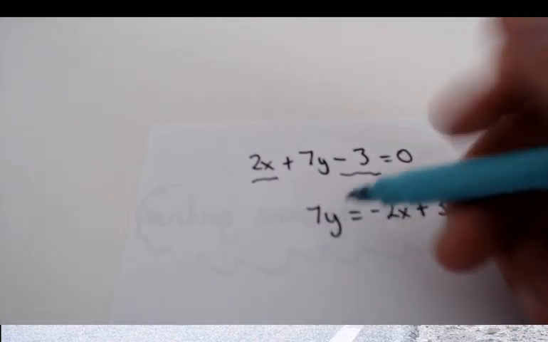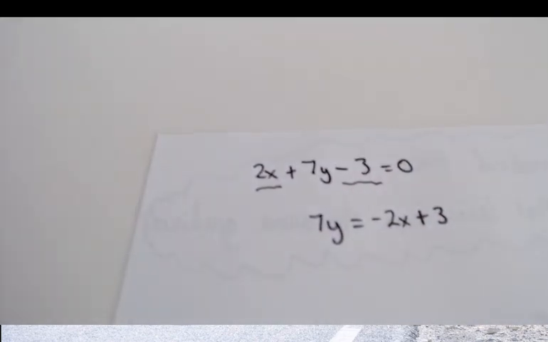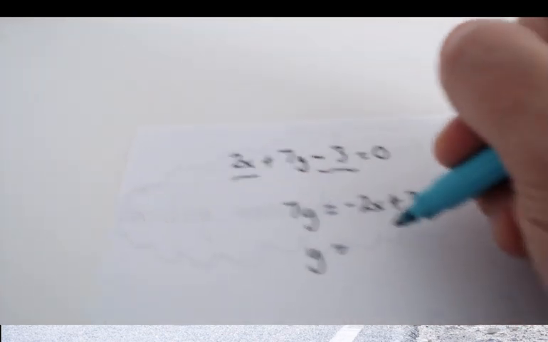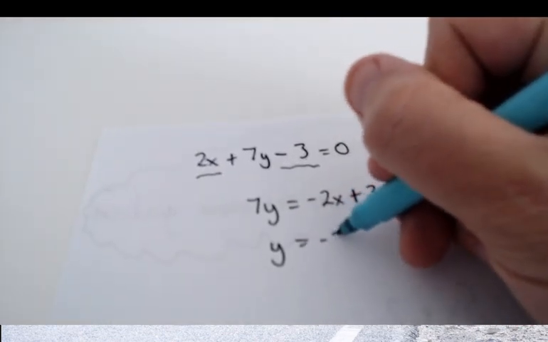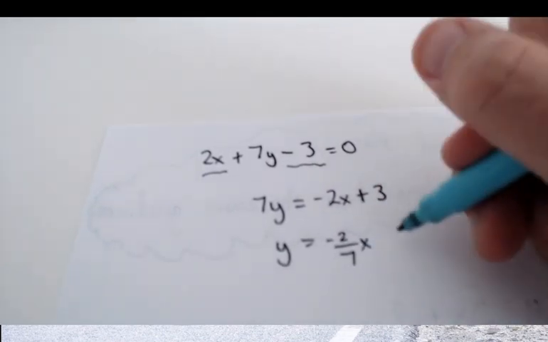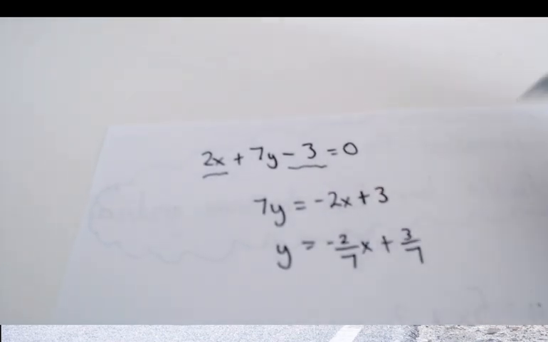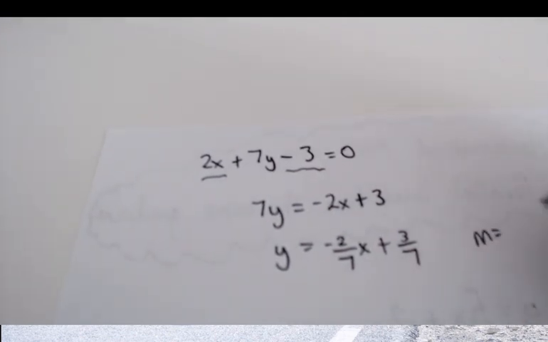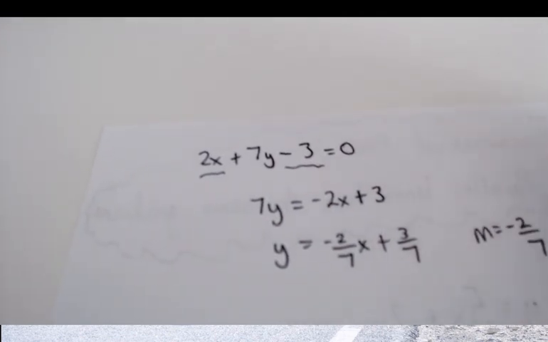Now I need to get the y by itself. So I'm going to get rid of the 7. That's multiplying. Take it to the other side, it's going to be dividing. So minus 2 over 7x, add 3 over 7. The gradient is the number in front of the x. This time the gradient is minus 2/7.